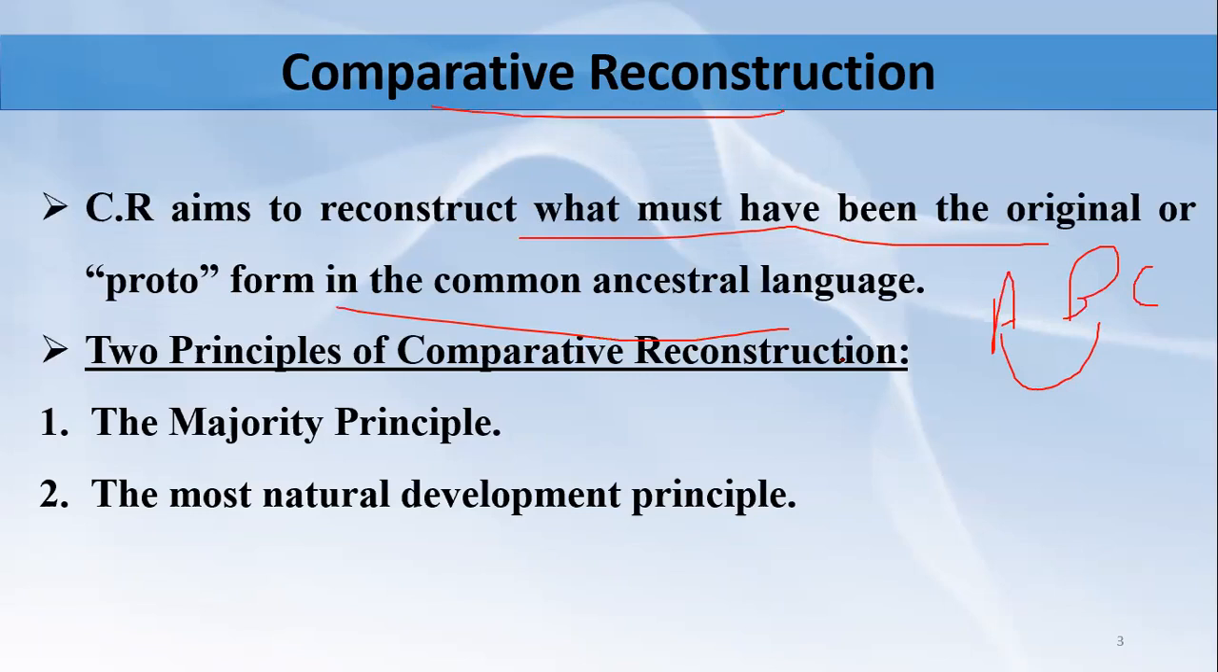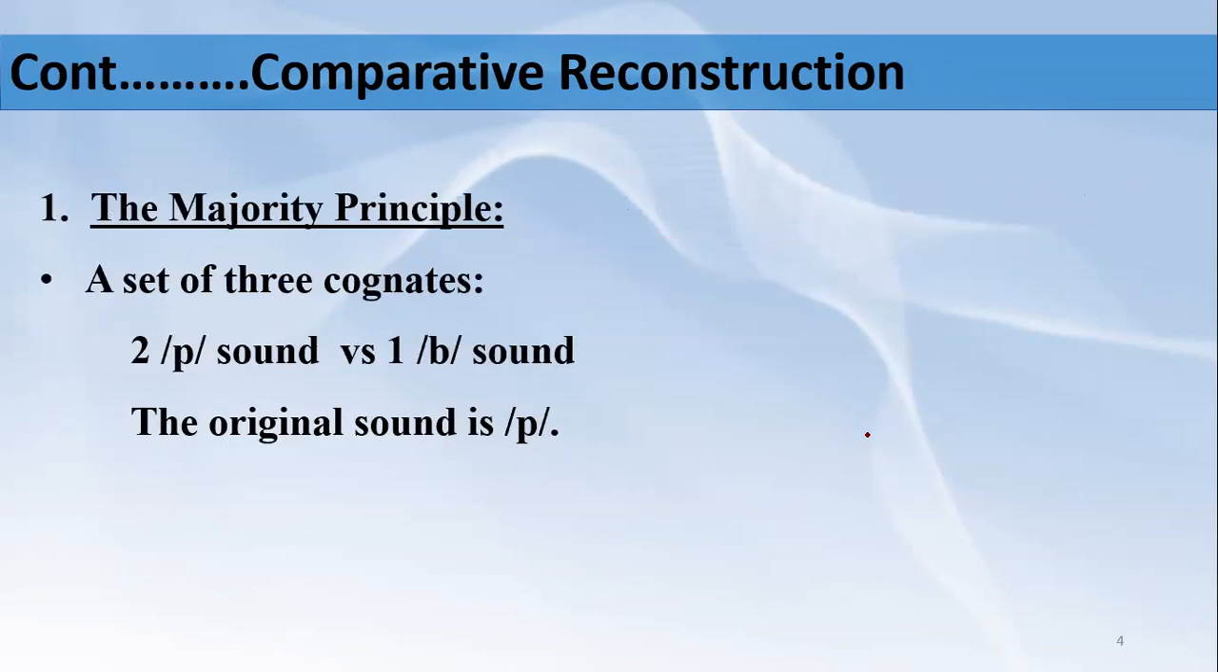Fine. Now, what are the techniques or the principles of comparative reconstruction? It has so many principles, but two of them are most frequently used by historical linguists. The first one is the majority principle. The second one is the most natural developmental principle. Fine. So let's talk about these two principles in detail. The first principle is the majority principle.